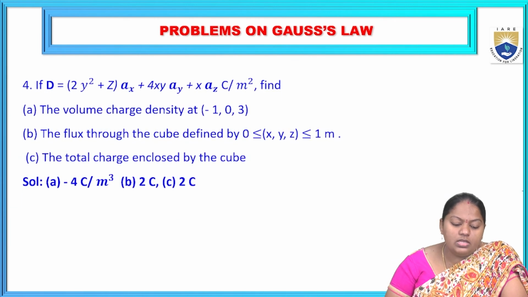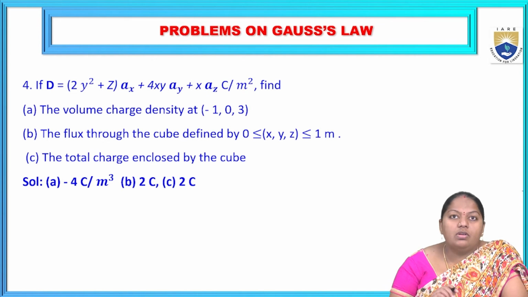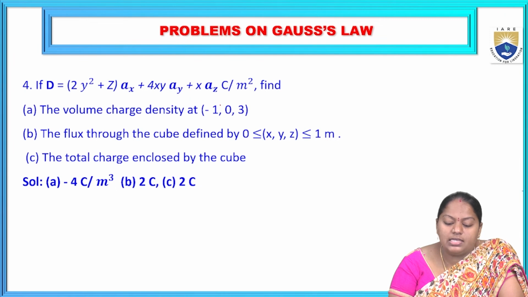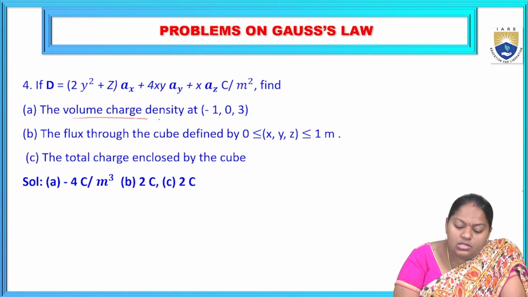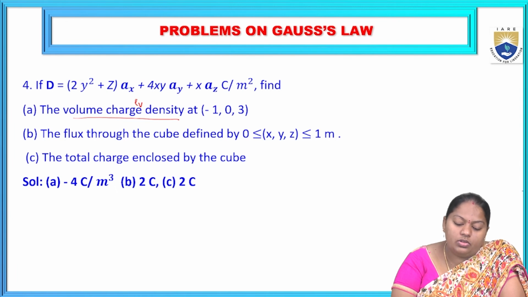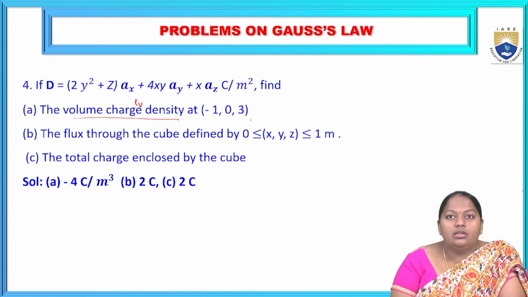Next one is, if D equal to 2y square plus z into ax plus 4xy into ay plus x az coulomb per meter square, then the first value we need to find is the volume charge density. Volume charge density means the notation for that is rho v. Generally charge is represented with Q, and here for volume charge we write it as rho v, at minus 1 comma 0 comma 3.